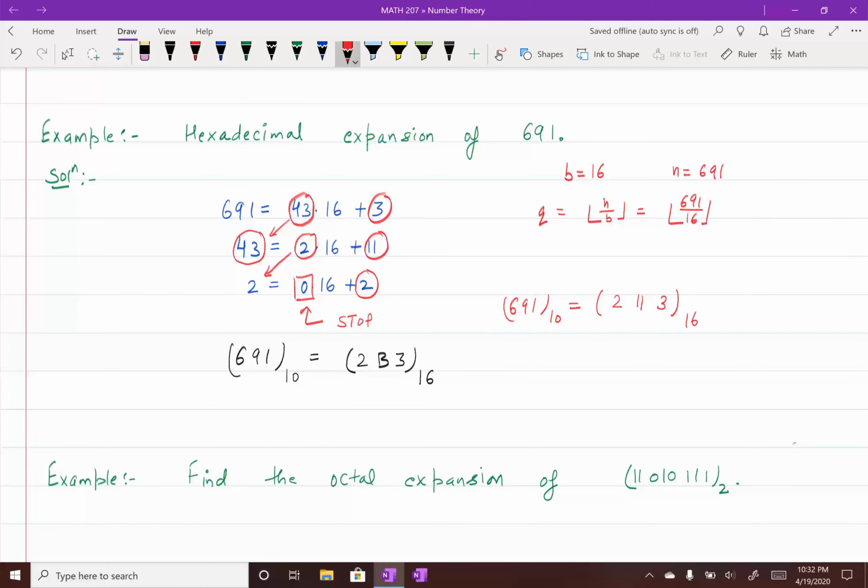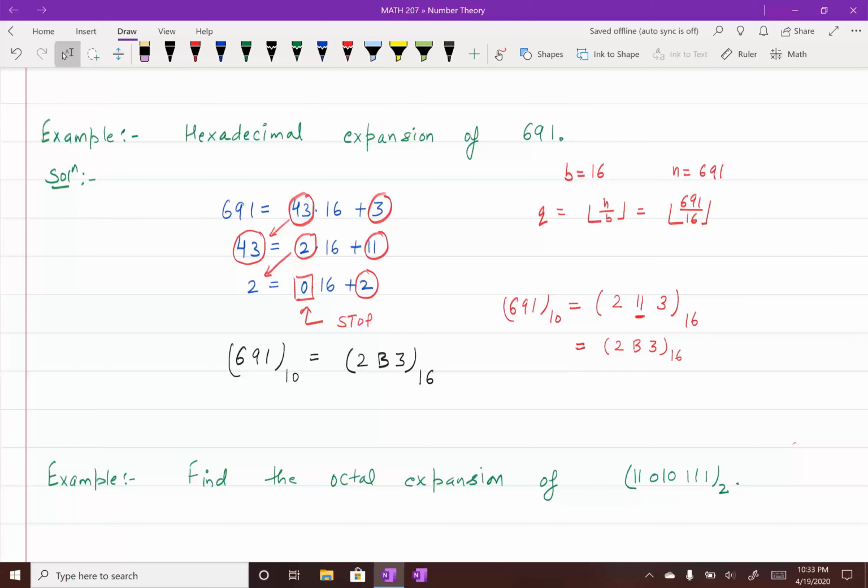But remember, in the case of the hexadecimal system, we don't have 11 as a digit, but instead of that we have a character, and the representation of 11 is going to be B, because you start with A as 10 and B is going to be 11. So you can say the solution of this problem is going to be equal to 2, the character B, and then 3 with the base 16. So this is the example to see how you can apply the division rule to get the hexadecimal expansion of any given integer.